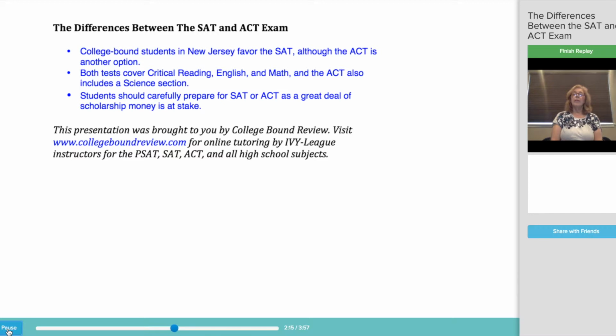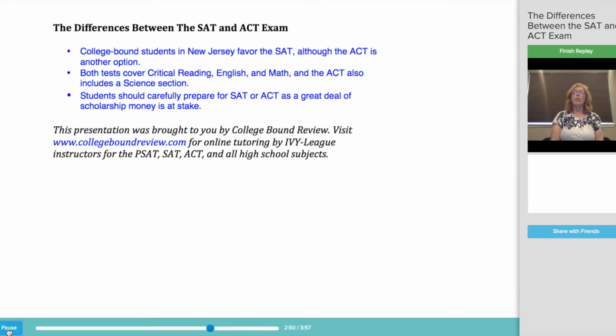Both tests have roughly the same time frame, with the new SAT at 3 hours and the ACT 5 minutes shorter, without the optional essay. But there are 40% more questions on the ACT, requiring students to work at a substantially quicker pace. Since both of these tests are marked on a curve, students are basically competing with their peers when taking either test. So the key is preparation.